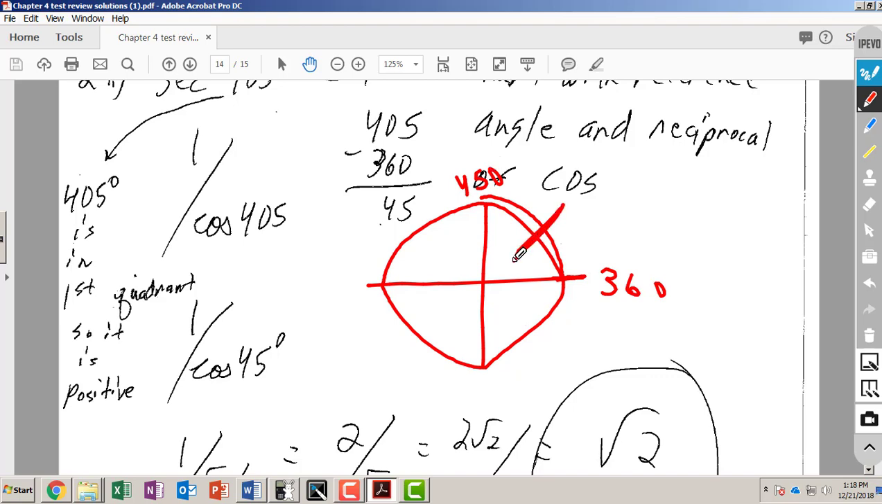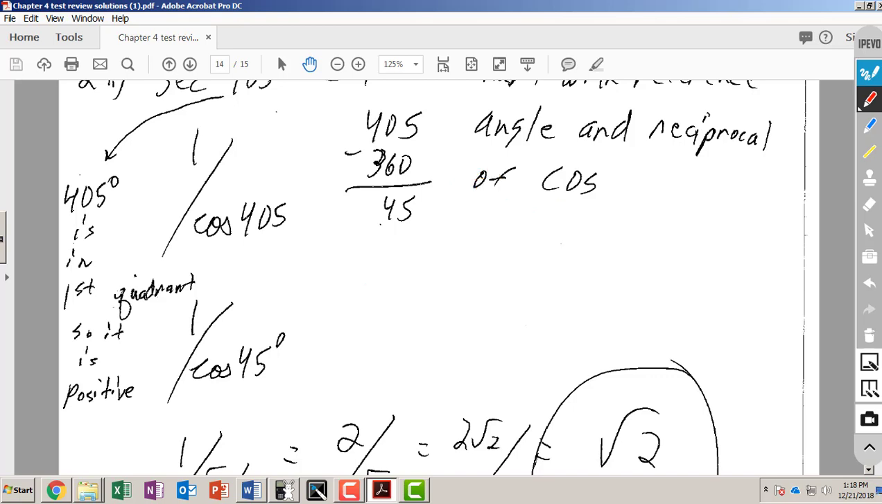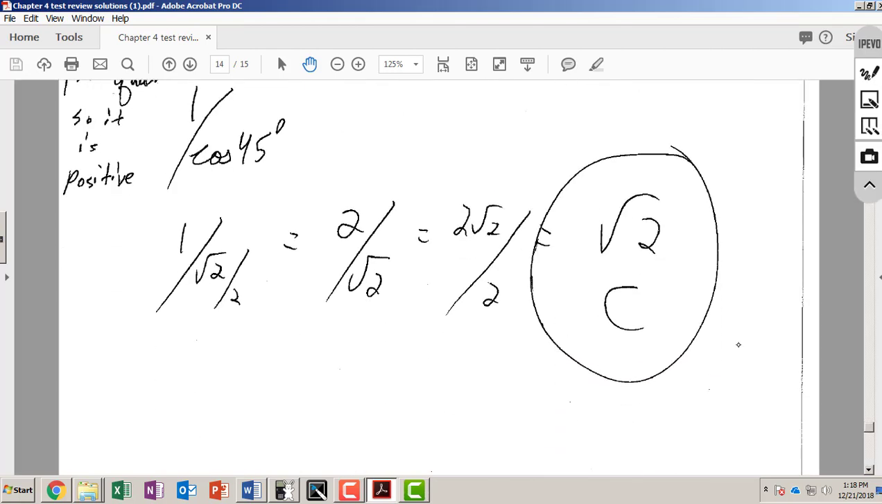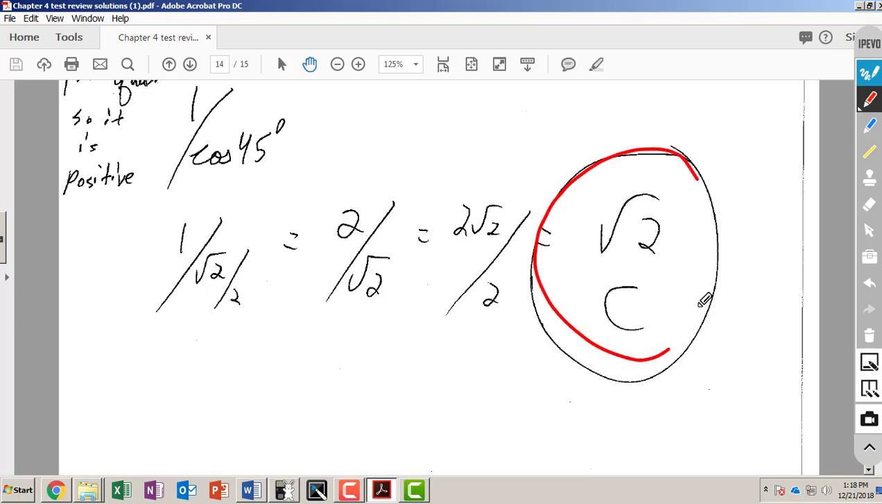So since it's in the first quadrant, I know from my chart that the secant has the exact same values as the cosine. And in the first quadrant, my cosine, which is my x-axis or my x-coordinate, is positive. So that means that my answer is going to be positive. So I leave it as a positive, so that comes out to be the square root of 2, and that matches the answer of C.